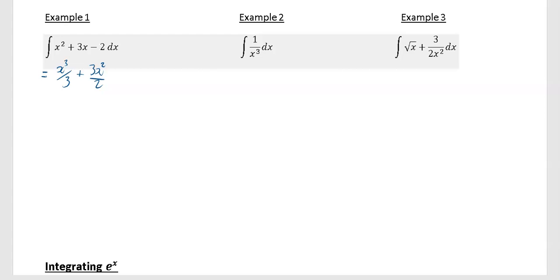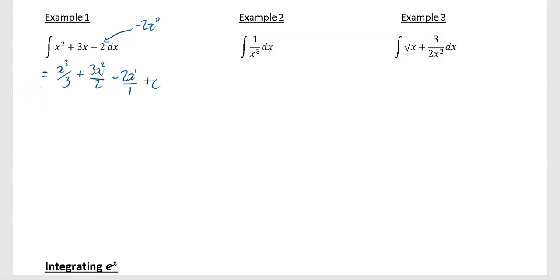And this, I'll just look at this minus 2. That's really minus 2x to the power of 0. So when you integrate that, it comes up to x to the power of 1 divided by 1. And then remember your plus c. Okay, I would never do this, to be honest. I would just know if you integrate a constant, and minus 2 is a constant, you just get that constant times x. So for example, if you integrate 7, you'll get 7x. If you integrate 5, you get 5x. Integrate 14, you'll get 14x.